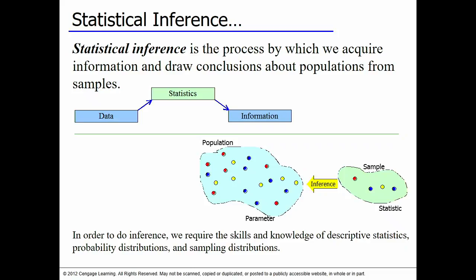The 2 that we're going to focus on first are using the sample mean to estimate the population mean, and using the sample proportion to estimate P, the population proportion. Those are the 2 things that we'll do before our first exam, okay?